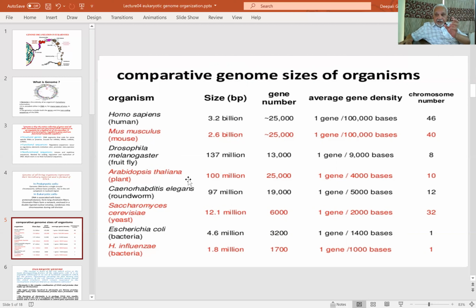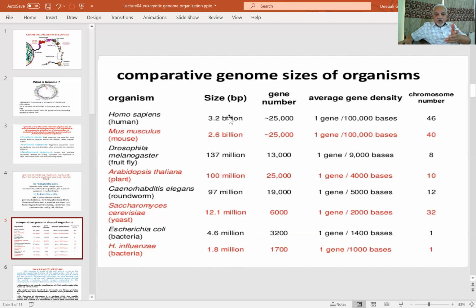Now if you look at the total DNA content, starting from bacteria, 1.8 million base pairs, to 3.2 billion base pairs in human beings. Compare 2.6 billion base pairs in mouse to 3.2 billion in humans: the difference is just 0.6 billion base pairs. But this does not represent the complexity existing between mouse and humans. Similarly, Drosophila has 137 million versus 2.6 billion in mouse, and so forth.